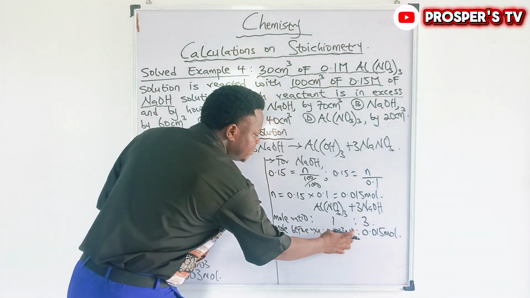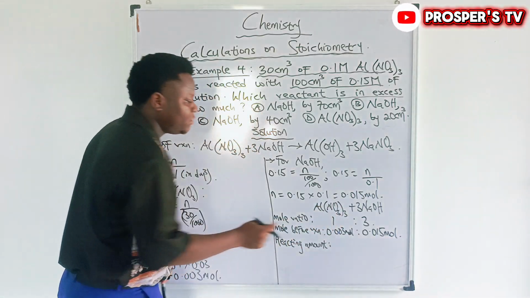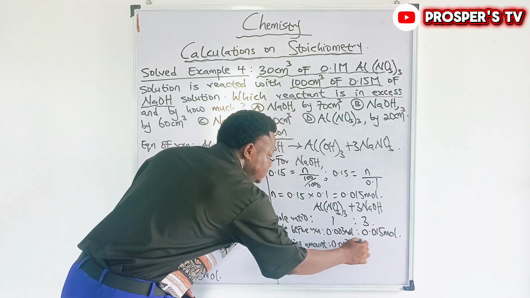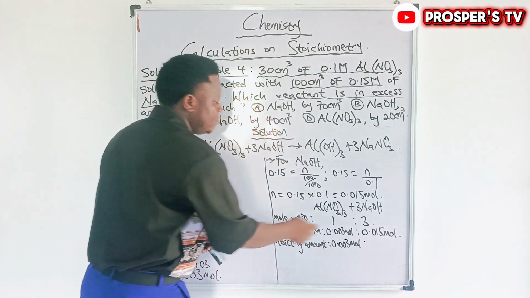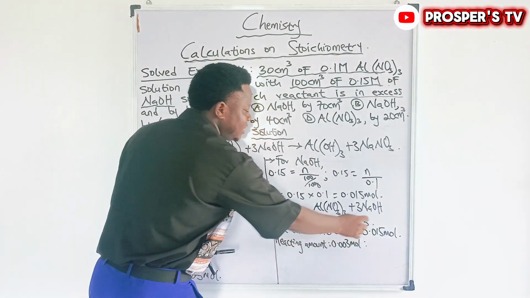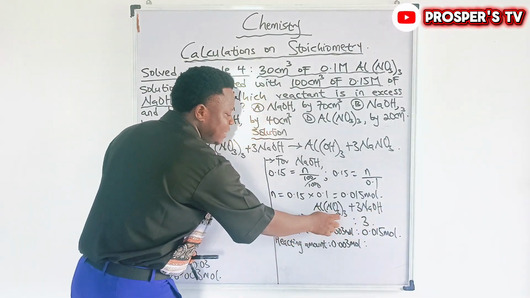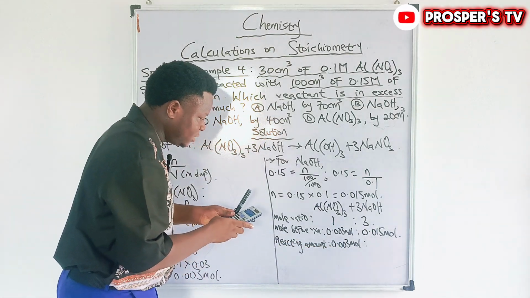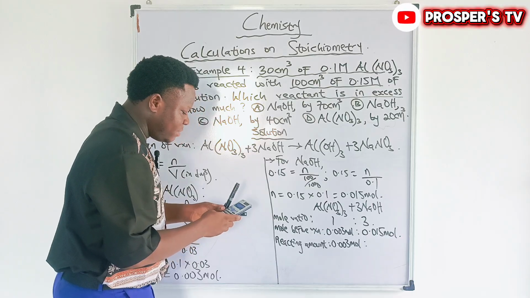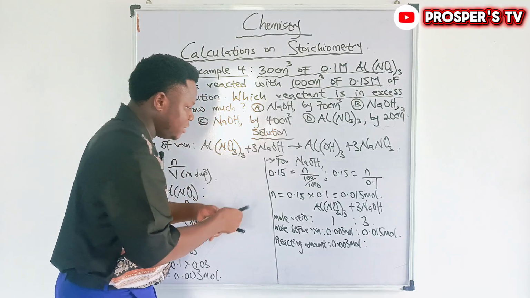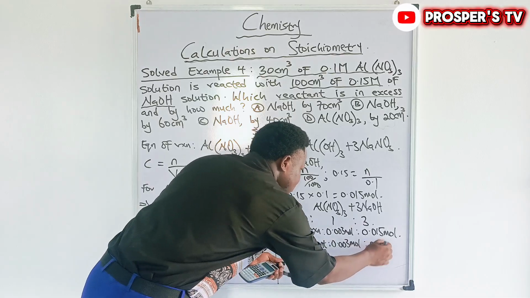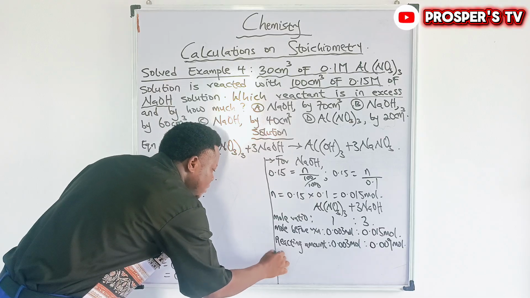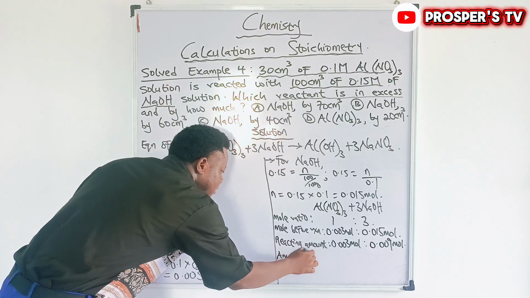So your reacting amount, you always put down the mole for your limiting reactant, which is this. So we'll say 0.003 mole. Remember, for every 1 mole, we have 3 mole of this. So the amount of sodium hydroxide that reacts is always 3 times whatever is reacting here. So I have to multiply this number by 3. 0.003 multiplied by 3 gives me 0.009 moles.